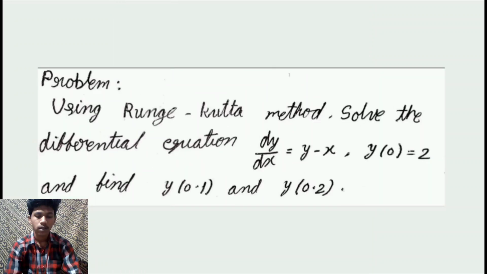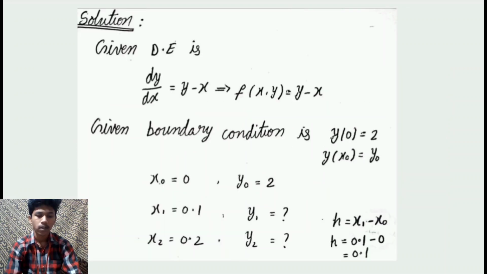So see that problem. Using the Runge-Kutta method, solve the differential equation dy by dx is equal to y minus x, y of 0 is equal to 0, and find y of 0.1 and y of 0.2. Solution: here is the solution for the above problem.